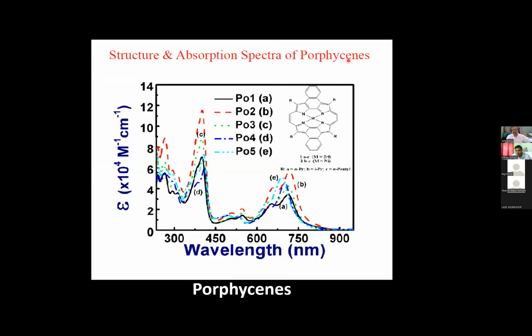Another set of molecules we studied are called porphycenes, where you have these naphthalene moieties at the end. Because of these naphthalene moieties, what you see is an extra absorption peak here. These are normal, like your porphyrin or thiocyanins. You see two peaks, the B band and the Q band. But this naphthalene gives you another band here that gave us two interesting properties.